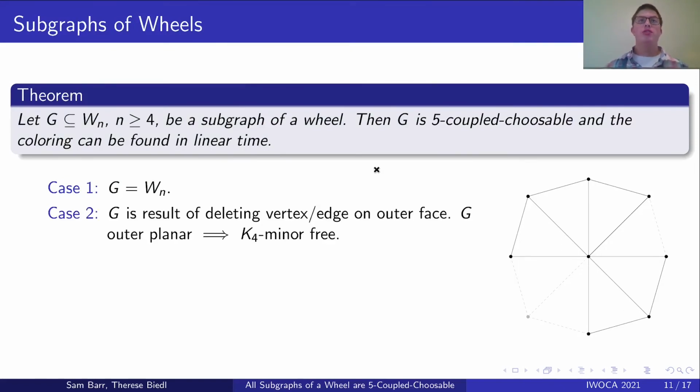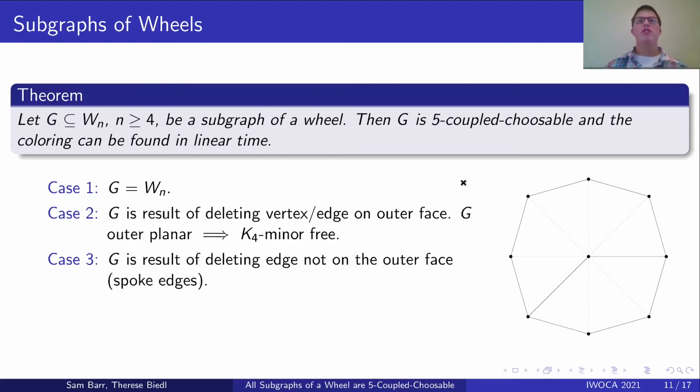Suppose that G is the result of deleting a vertex or edge on the outer face. Here we've deleted this edge and we've deleted this vertex. If such an operation has been done to G, then we can see that G is outerplanar, since every vertex is adjacent to the outer face. And since outerplanar graphs are guaranteed to be K4 minor free, and K4 minor free graphs are 5-coupled choosable, we know that G is 5-coupled choosable.